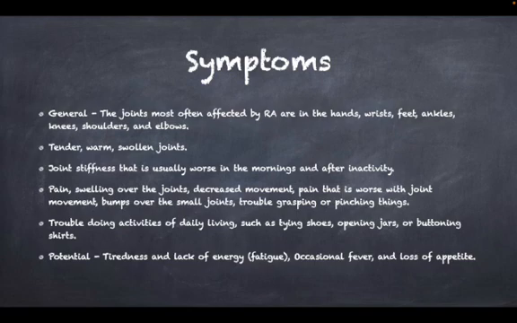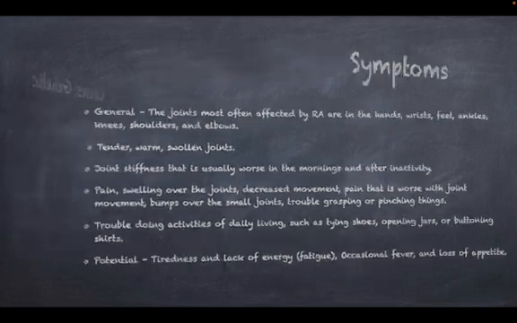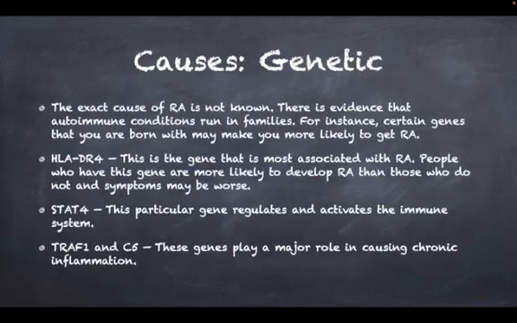Potential. Tiredness and lack of energy, fatigue, occasional fever, and loss of appetite. Causes. Genetic. The exact cause of RA is not known. There is evidence that autoimmune conditions run in families. For instance, certain genes that you are born with may make you more likely to get RA.